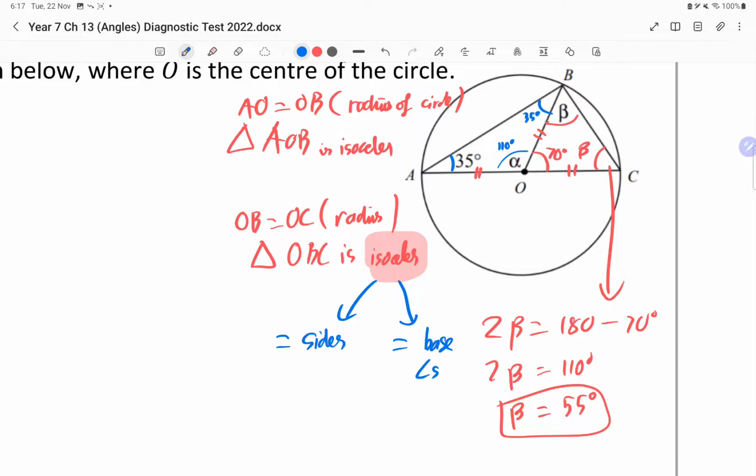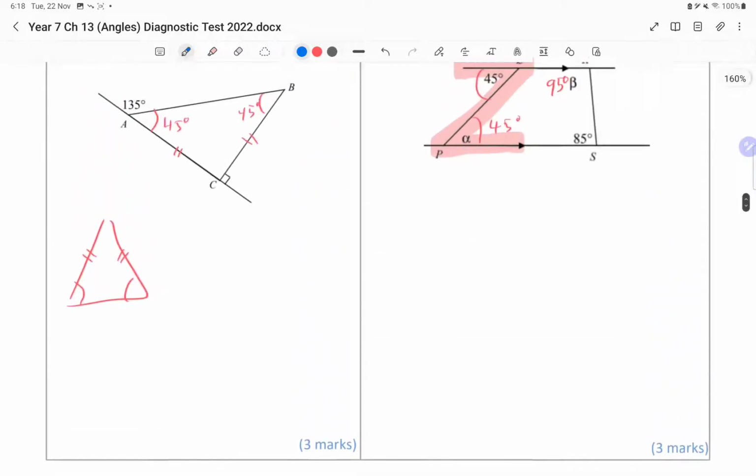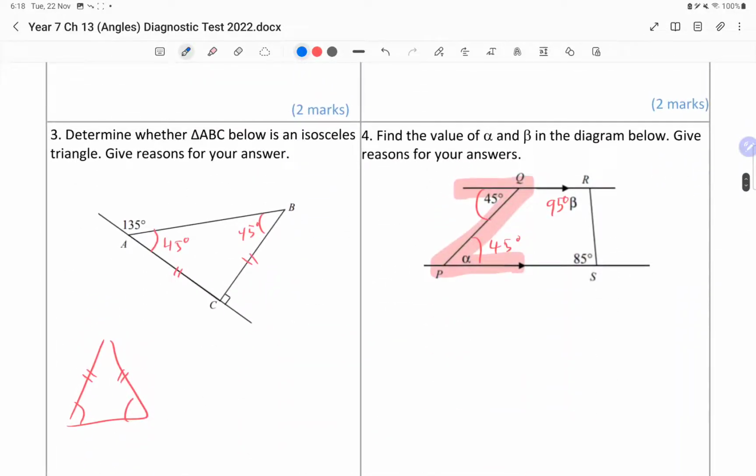And vice versa, if you want to prove that the triangle is isosceles, either you can find equal sides and say, therefore it's isosceles, or you can find equal base angles and then say, therefore it's isosceles. Similar to this one, equal sides, therefore isosceles. And the question before was equal angles, therefore isosceles. So it would be something like angle CAB is equal to angle CBA. Therefore, ABC is isosceles triangle.